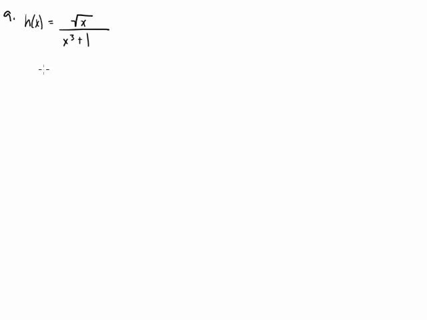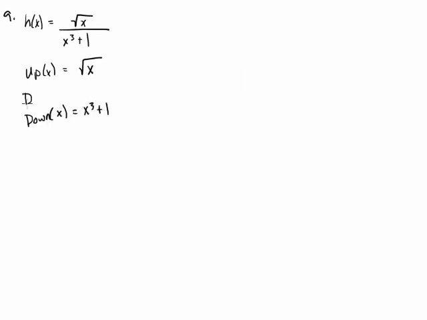The task is to use the quotient rule to differentiate the function. I'll give you a little mnemonic for remembering this. If our function on the top, we'll call that up of x, is equal to the square root of x, and the function on the bottom, we'll call that down of x, is equal to x cubed plus 1.